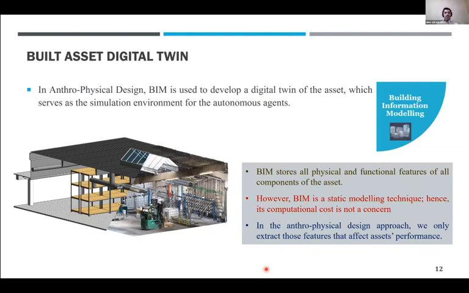However, it's important to consider that BIM is a static modeling technique, so it doesn't see how everything is changing. For example, during the day, if my shades are small, the interior of the building will be much hotter than overnight because of the sunlight. But BIM doesn't see this. It just stores all the features of the asset inside the database, and they can be retrieved whenever needed. We need to extract these features in the anthro-physical design for the physical aspect of the design practice, and that's why we are using BIM.